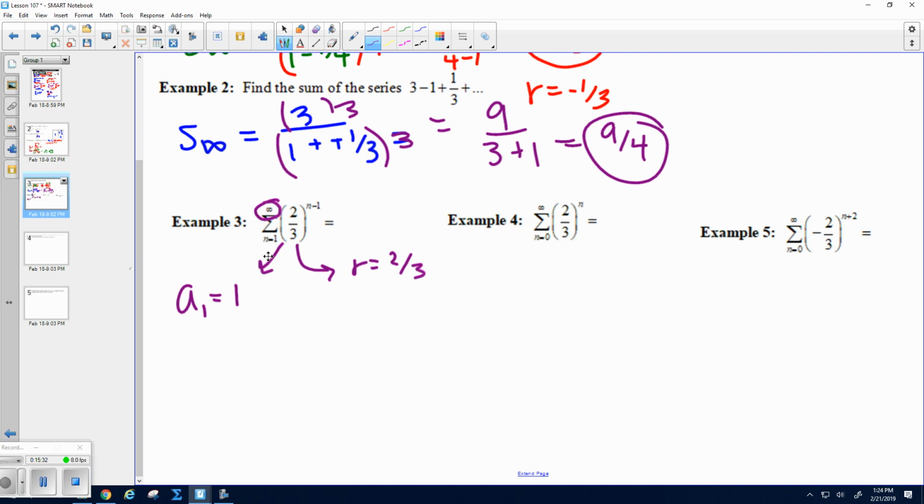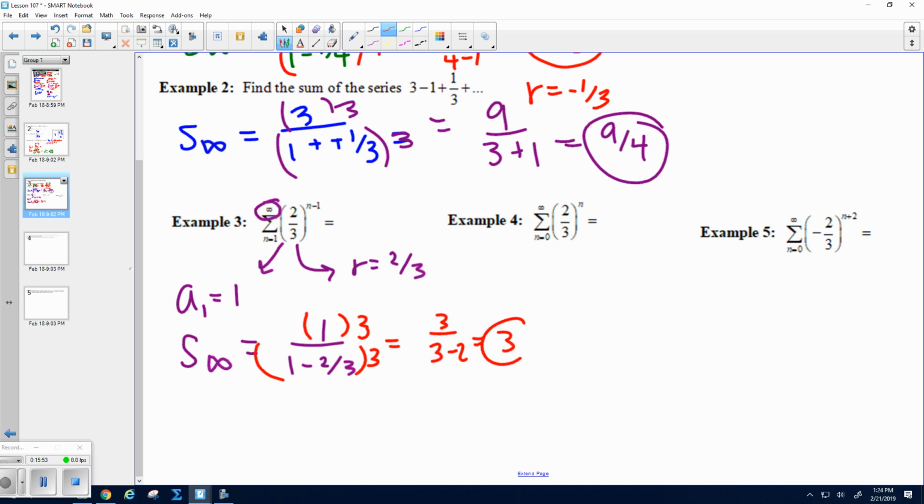So it works because r is between -1 and 1. It's going to get smaller and smaller, so we can find the sum of the infinite geometric series. So let's say 1, it's 1 over 1 minus 2/3. And we'd multiply the top and the bottom by 3. So I get 3 over 3 minus 2, which is 3.